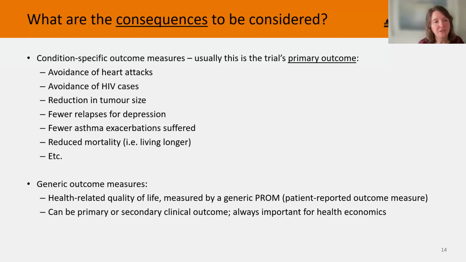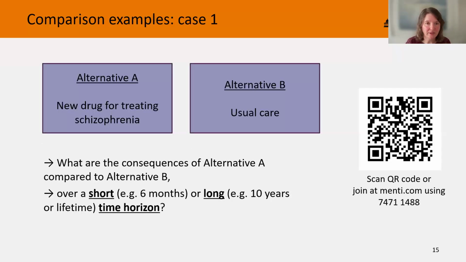But we also need to look at the generic outcome measures, which you identified before, which is around trying to have a good outcome for the health economics. So we've got a comparison case here.